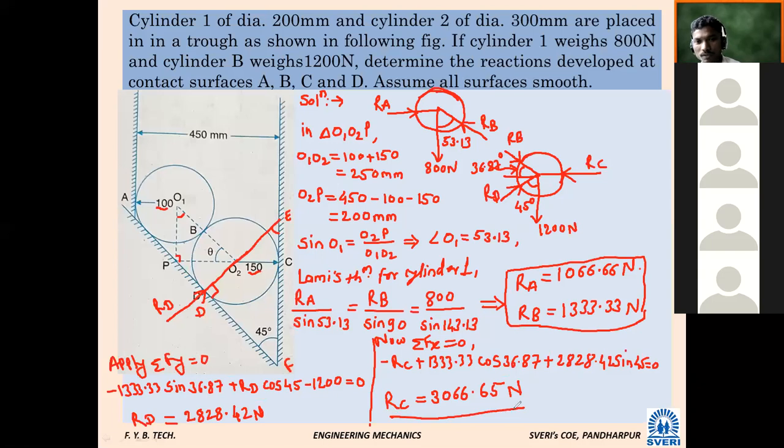Such problems carry more than 10 marks in your university exam. So in our subject, such problems are there. RA we have calculated, RB calculated, RD and RC. Four reactions. We were supposed to find the reactions developed at contact surfaces A, B, C, D.